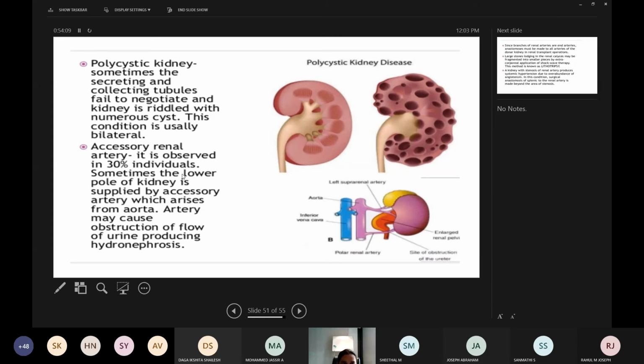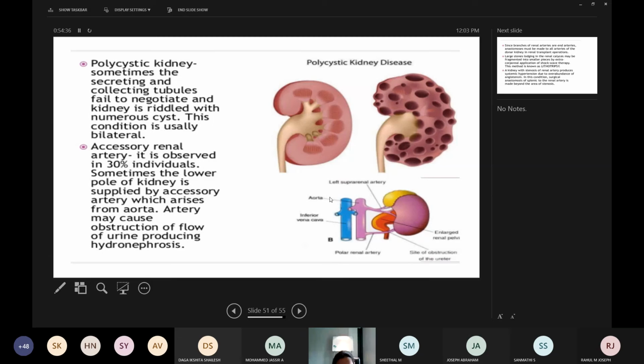Polycystic kidney: the secretory part and the collecting part, suppose they fail to fuse with each other. At that time, there occurs a cystic dilatation of the collecting tubules and the secretory part, which is seen like this. The kidney, it is a polycystic kidney disease, which may be bilateral.